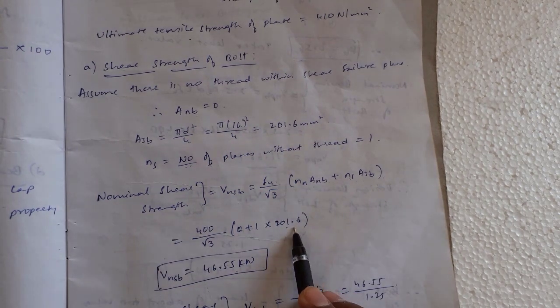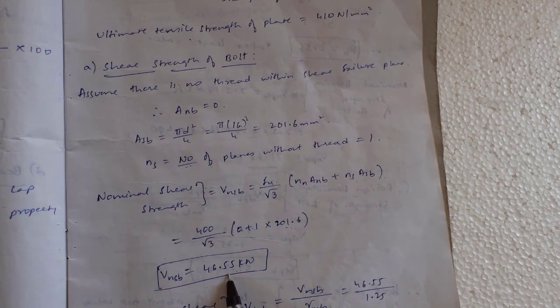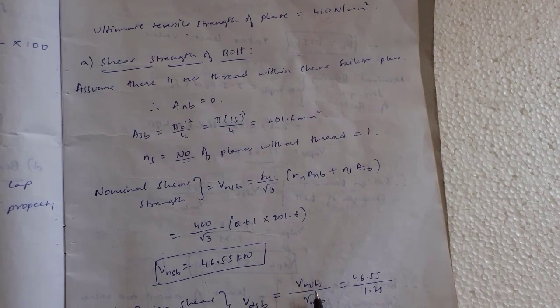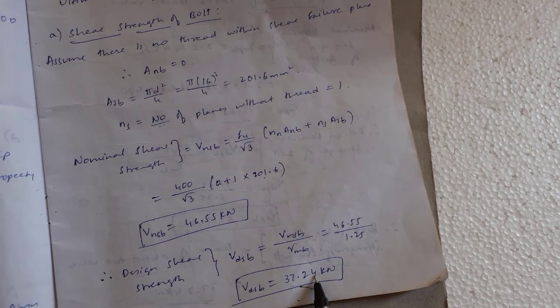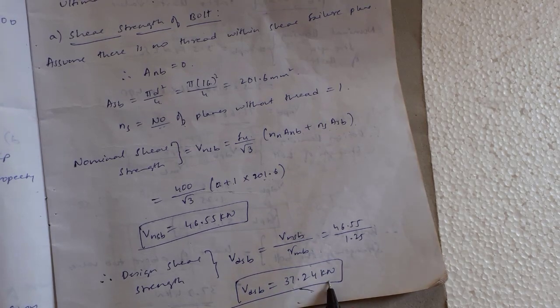So you'll get it like this. Then you will get the V_nsb value. After getting the V_nsb value, substitute over here and divide by gamma mb, that is 1.25. You will get the value of V_dsb, that is the shear strength of the black bolt. How much did you get? 37.24 kilonewton.